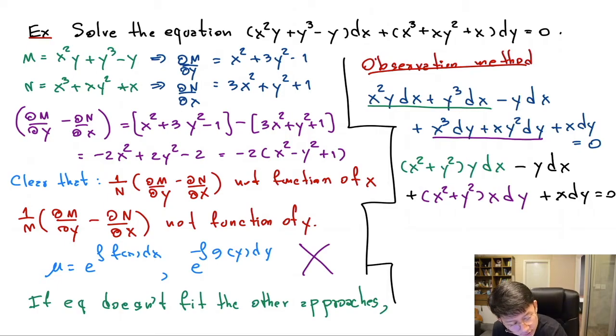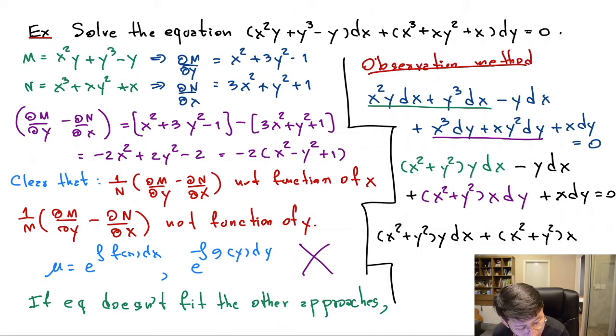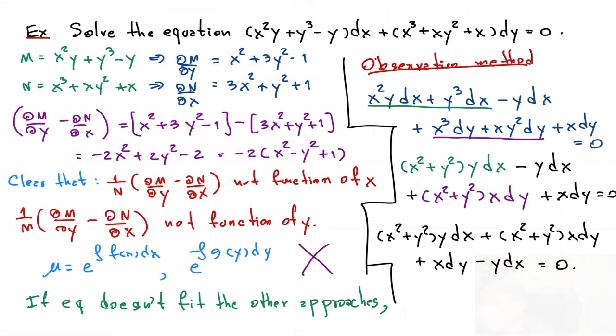And then I just put it together, just write it in a better way. So what I have is (x squared plus y squared) y dy dx plus (x squared plus y squared) x dy. Okay. Plus x dy minus y dx equals 0. Sorry. That equals 0. And then I'll copy this to the next page.